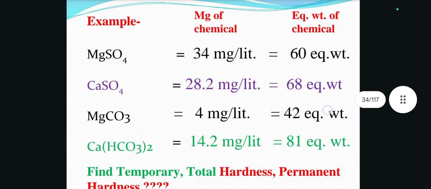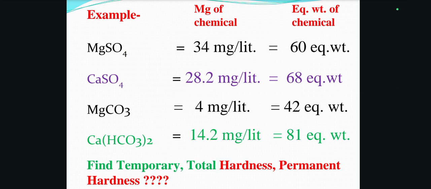So one example: here some hardness causing salts are given to you, like magnesium sulfate, calcium sulfate, magnesium carbonate, calcium bicarbonate. Their weight is given in milligram and their equivalent weight is also given. Magnesium sulfate 34, calcium sulfate 28.2, magnesium carbonate 4, calcium bicarbonate 14.2, and their equivalent weights are given. So your task is to identify first which chemical is responsible for making water temporarily hard, which means you have to make two groups.